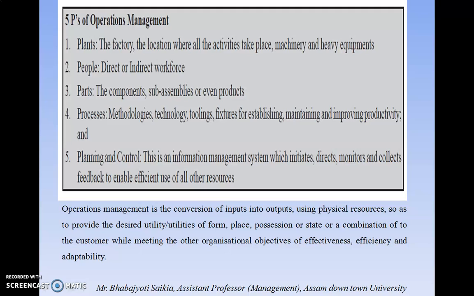Next, we have some of the P's of operations management. The first P, plants: the factory, the location where all the activities take place, machinery and heavy equipment. Second P, people. It involves direct or indirect workforce. Third P is parts: the components, sub-assemblies or even products. Fourth P, processes: methodologies, technology, toolings, fixtures for establishing, maintaining and improving productivity. And the fifth P is planning and control.